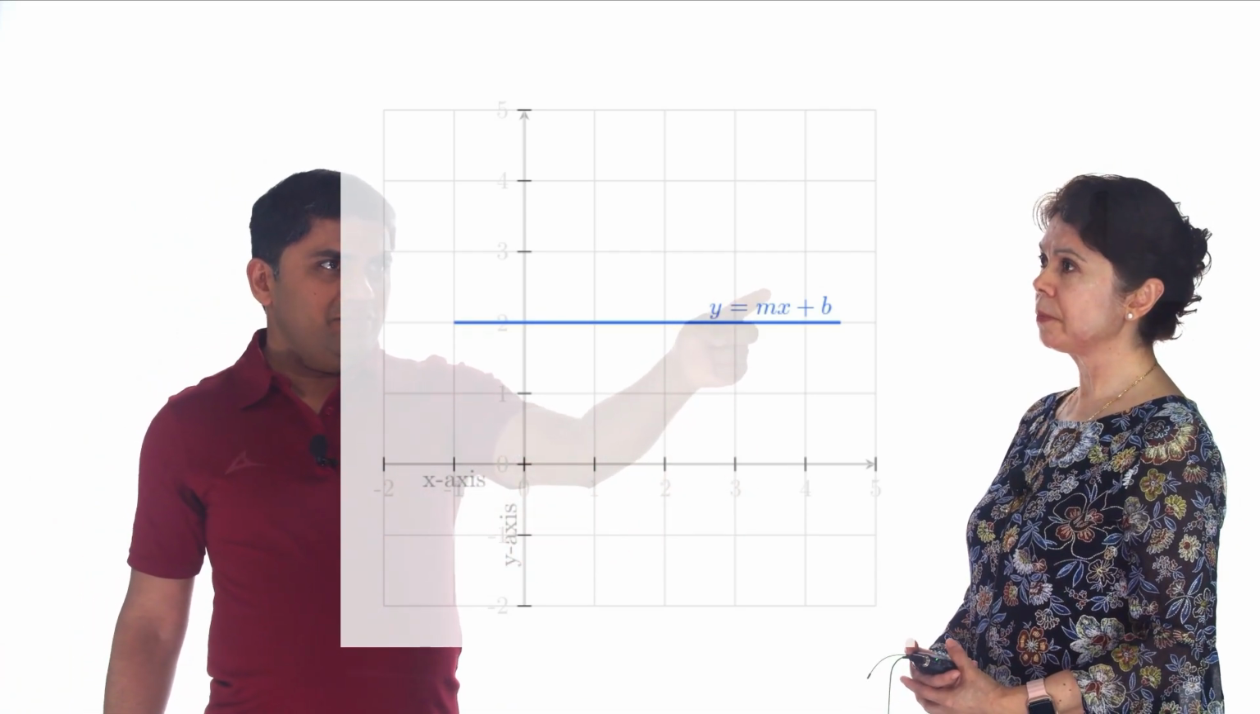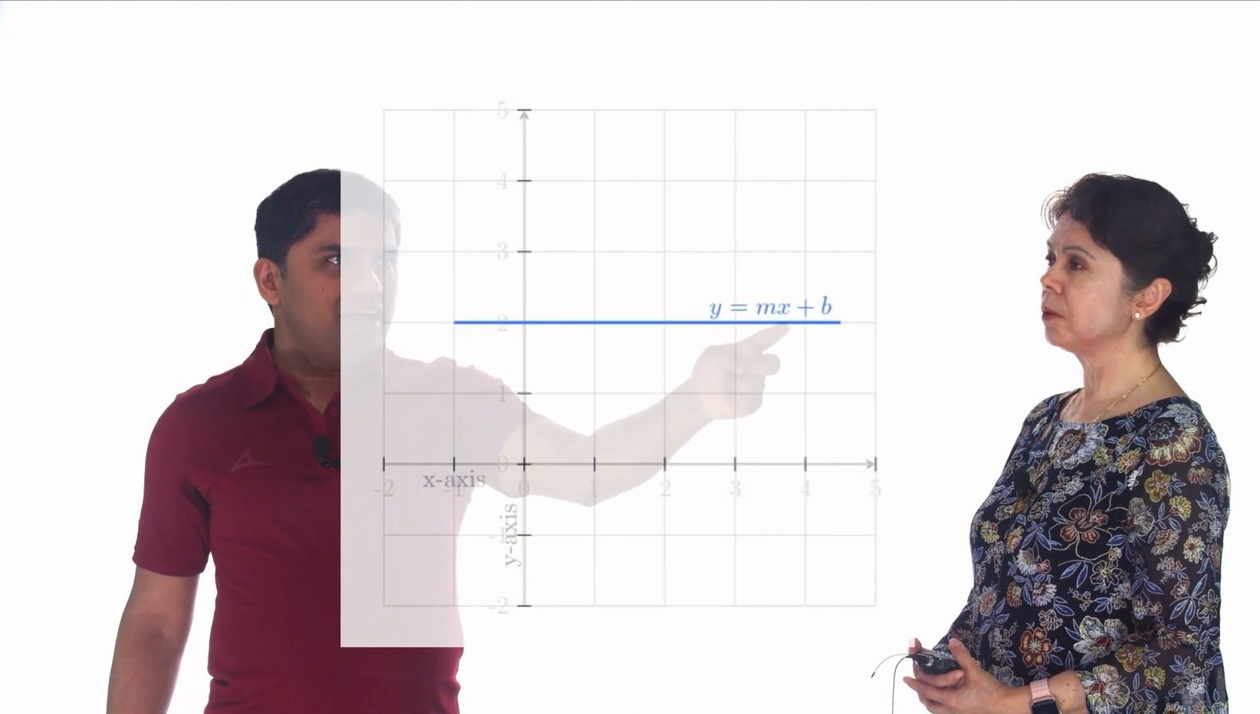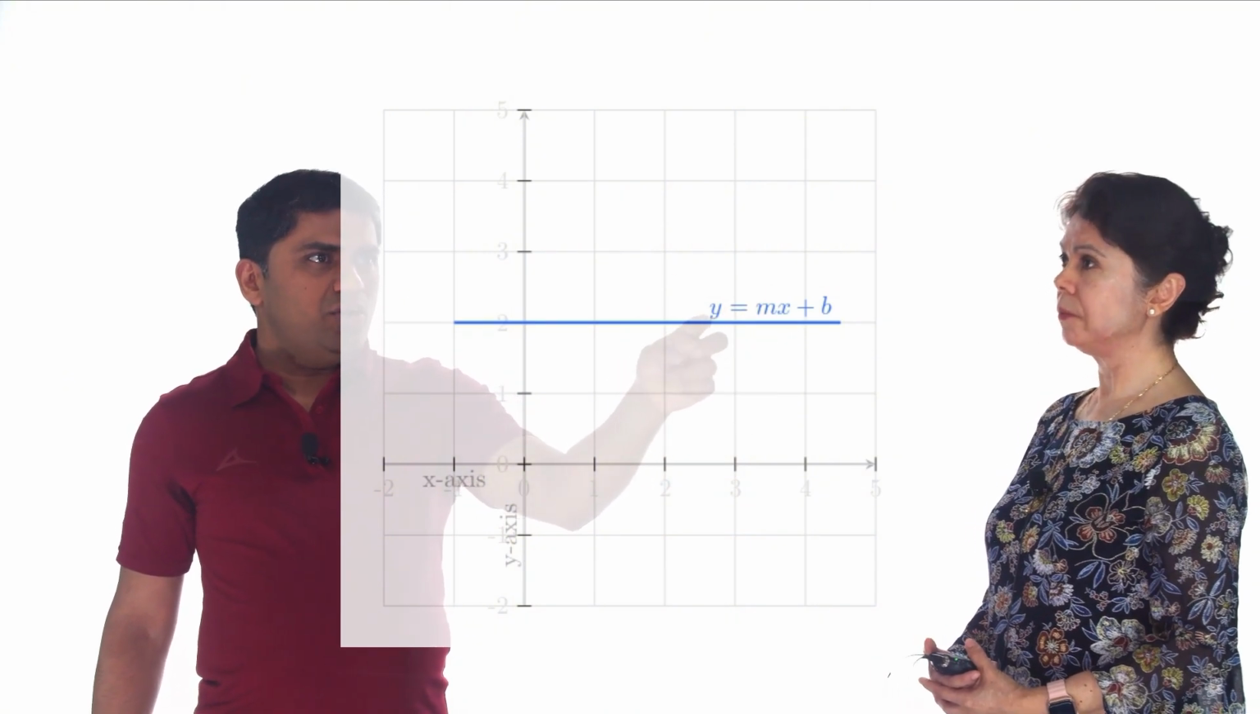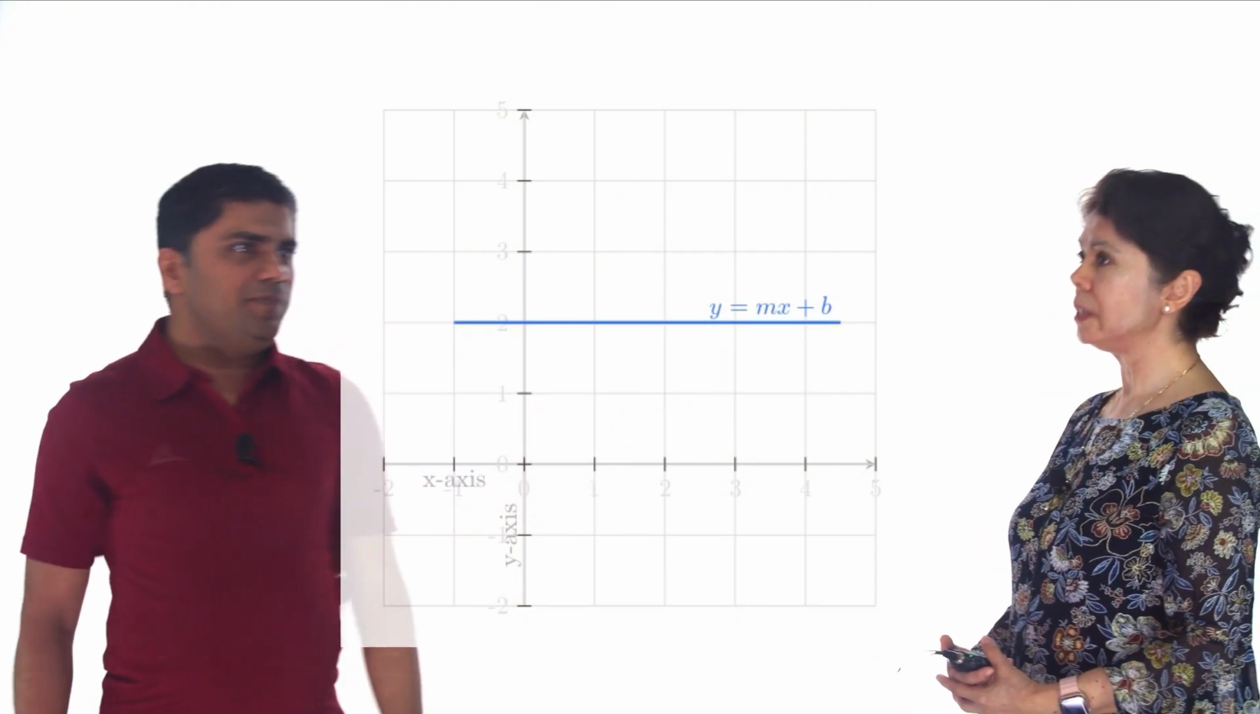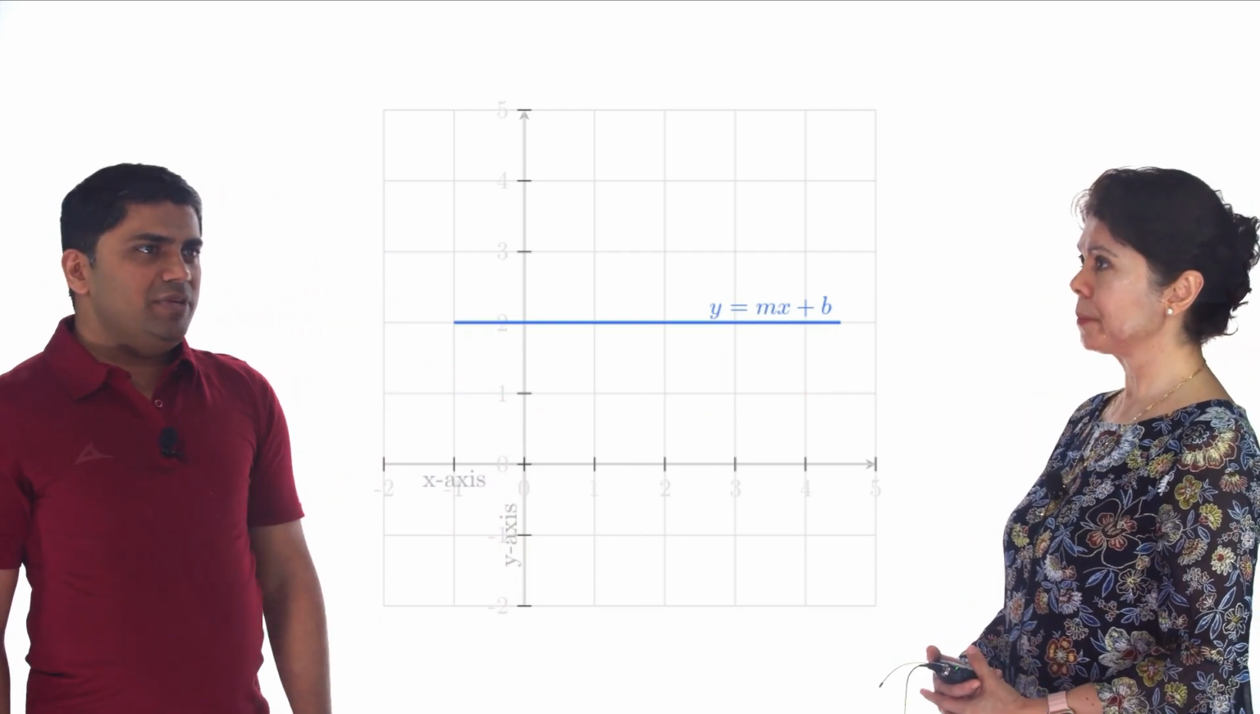So when m is 0, it means x has no impact on y, or y is always equal to b. y is equal to b. Exactly. In this case, m is equal to 0.